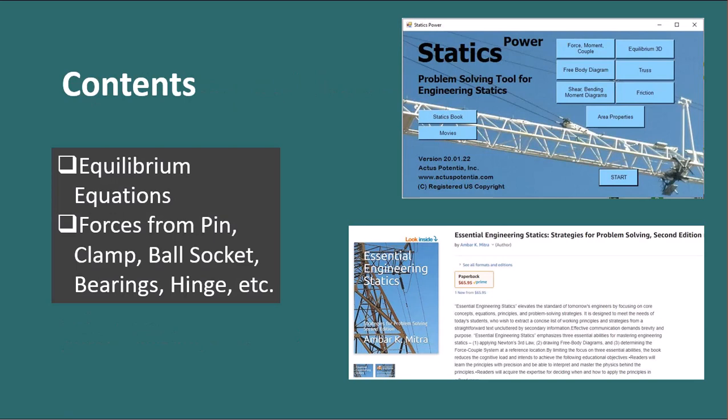In this video, we will talk about two things. Number one, we will introduce the equilibrium equations, and we will show you how to include the forces and moments from various supports such as pin, clamp, ball socket, etc. I would also like to draw your attention to this textbook where you will find many solved problems, and also to this software which will help you solve statics problems.